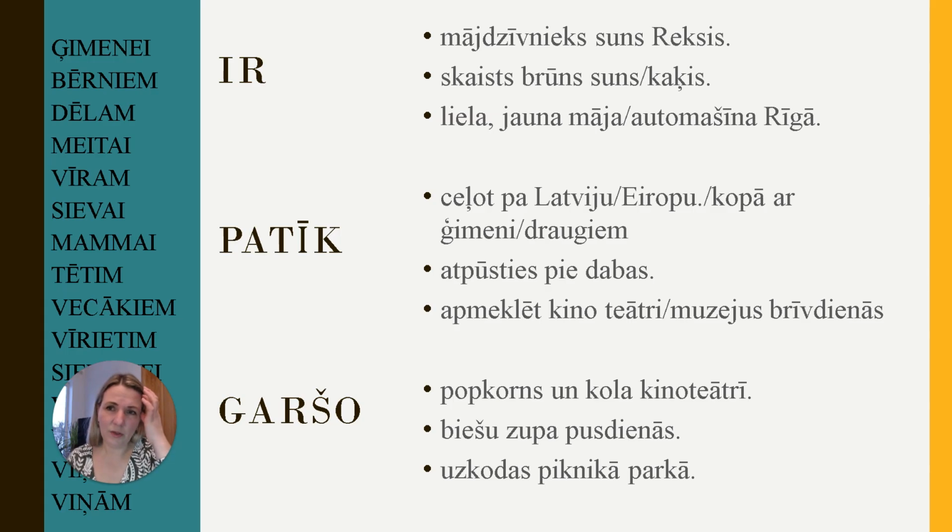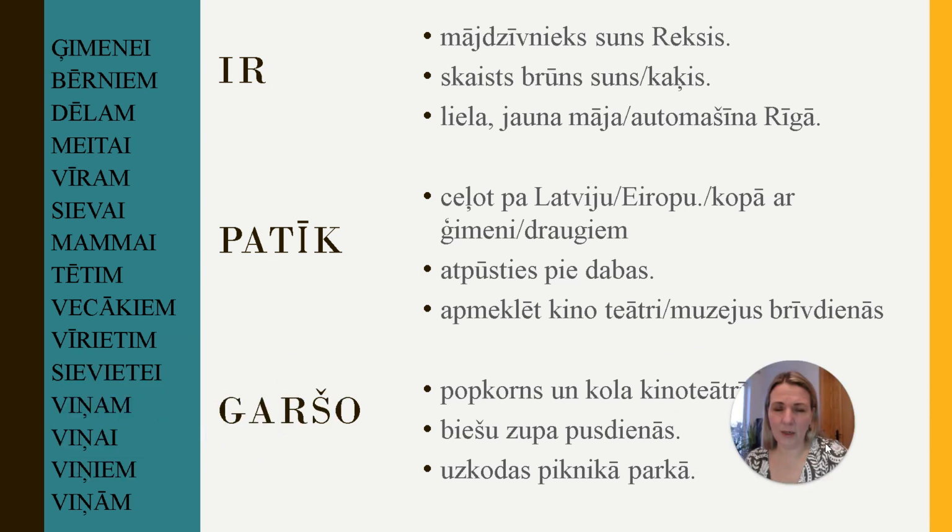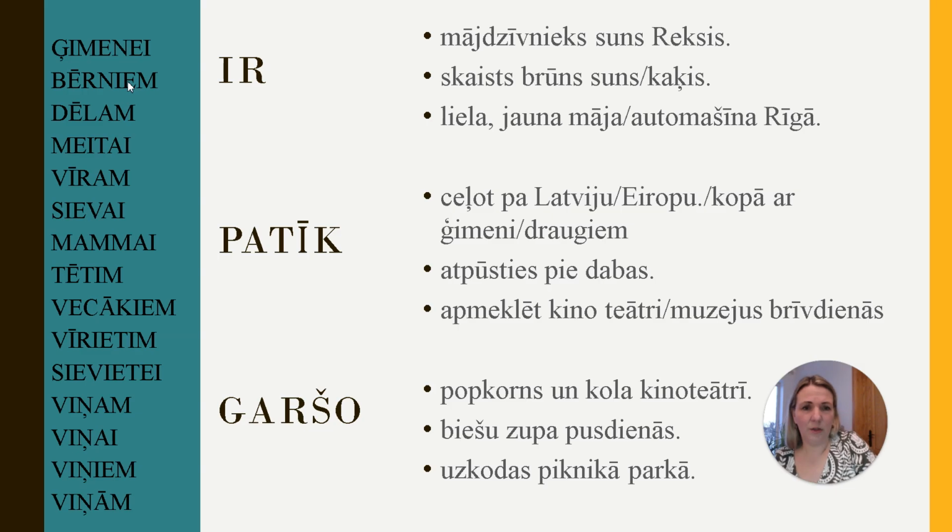So then, if we're using verbs ir, patīk, and garšo, so the family has something, they like something, or they like the taste-wise. Yeah, that's another option how you can build your sentences. But then remember, at the beginning of the sentence must be in a dative case. So not ģimene, but now you change it to ģimenei. Not bērni, but bērniem. Ja, dēlam, meitai, vīram, sievai, mammai, tētim, vecākiem, vīrietim, sievietei, or viņam, viņai, viņiem, viņām. The dative form for the subject, and then any of these verbs.